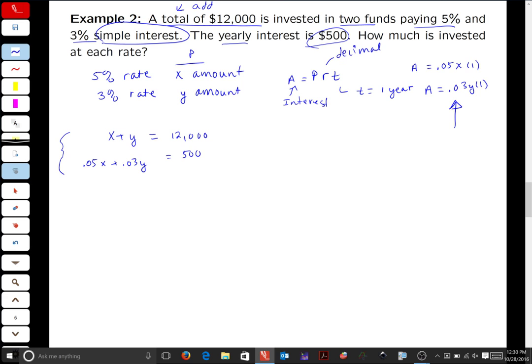Notice that these second ones have decimals on them. I don't know about you guys, but I don't like decimals any much better than I like negative numbers or fractions. So what I'm going to do is multiply both sides of that equation by 100. I'm going to copy the first equation down, multiply the second by 100, so I get 5x plus 3y is equal to 500, and then 2 zeros on it. That gives me 50,000.